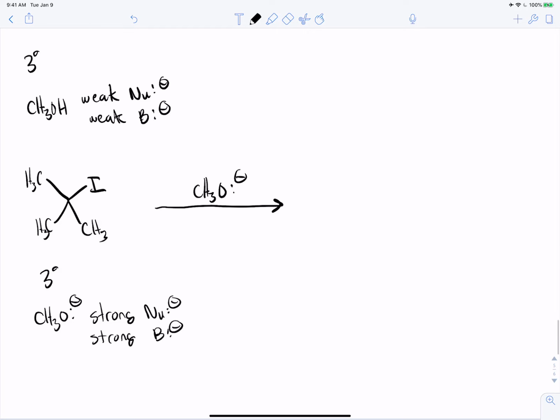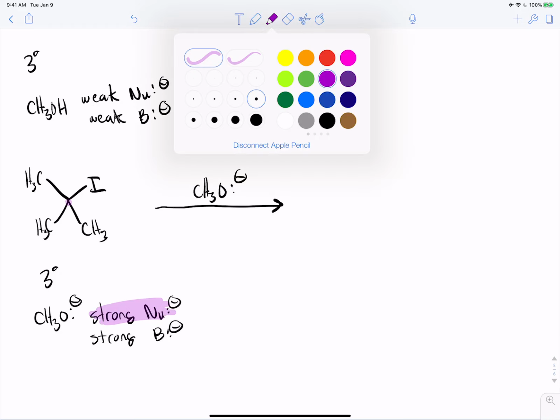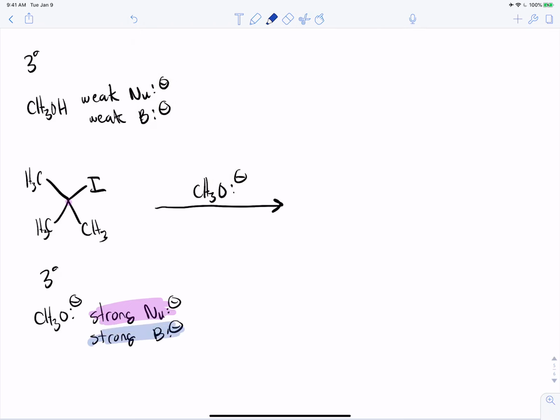Okay? So, strong nucleophile will generally favor SN2, but not on a tertiary substrate. We know that that can't happen. And so the real thing that we want to pay attention to here is that we have a strong base. So strong base favors E2 enough that SN2 is too slow, and so we end up getting the elimination product.